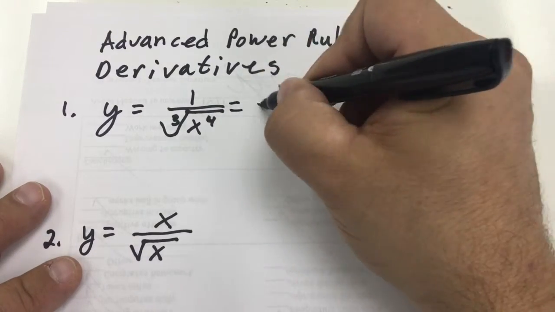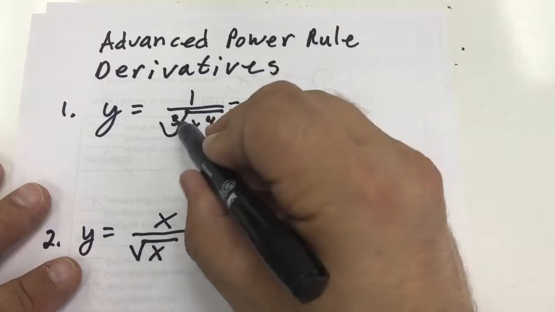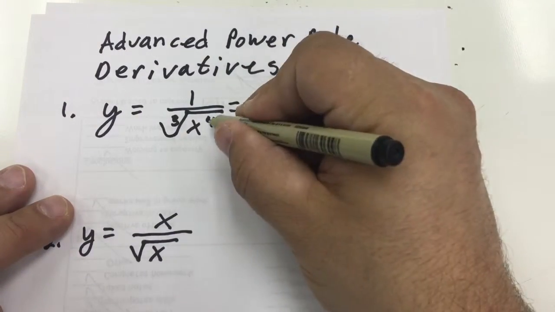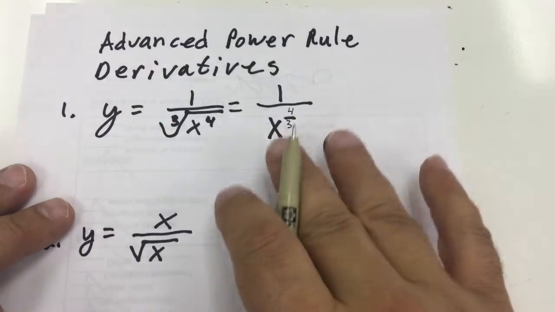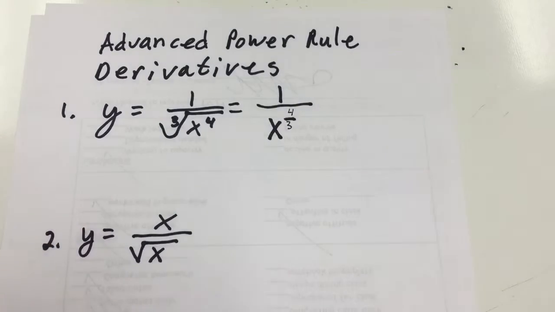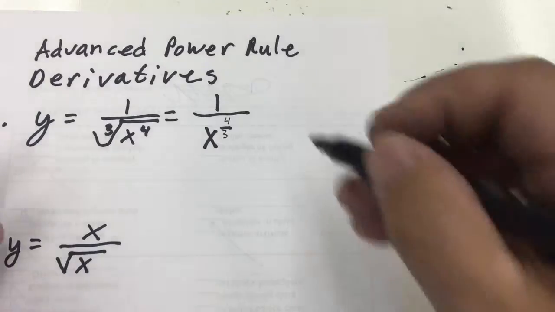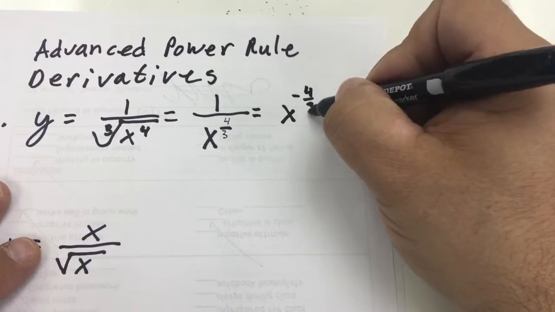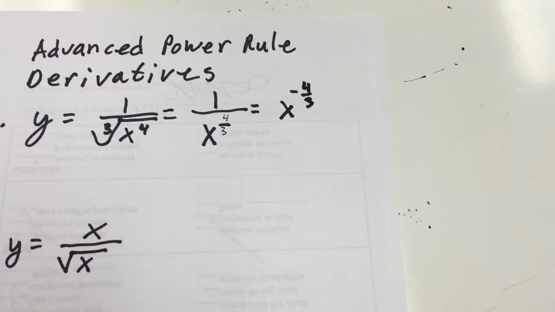So that's going to equal 1 over x to some fraction. And notice the 3 is in the bucket. So what's in the bucket goes on the bottom. And the 4 is there, that goes on top. So now I still can't use the power rule because I have a fraction. In order to implement the power rule, I want to bring this upstairs and just rewrite it as x to the negative 4/3. And now I'm going to do the power rule.